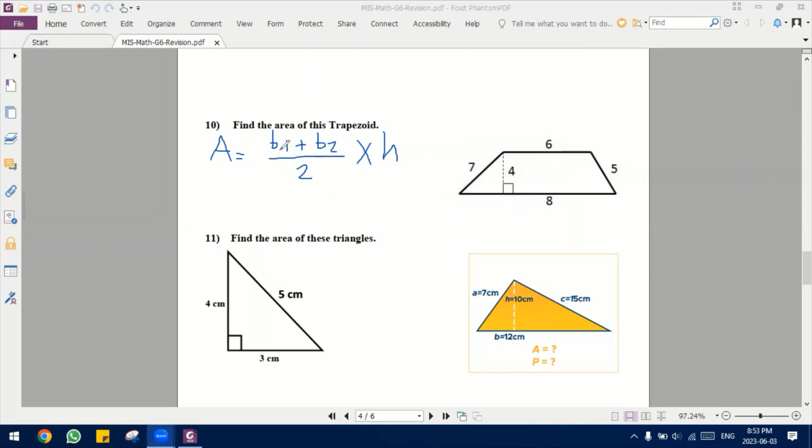Now let me write the formula. B1 plus B2. So whatever, you can take 8 as B1 or 6 as B1, doesn't matter. So 8 plus 6, I'm doing base 1 and base 2. Then I should divide them by 2, and then multiply by the height, which is 4. Now, 8 plus 6, 14. 14 divided by 2 is 7. And then 7 times 4, 28. There's no unit in the picture, so we can write units squared.